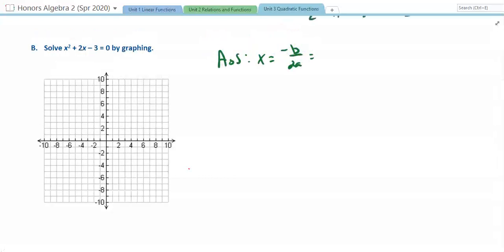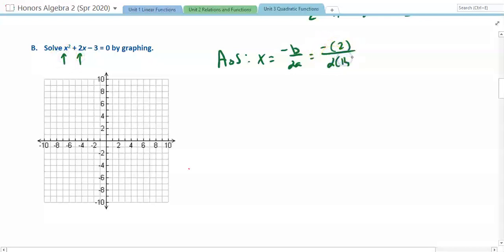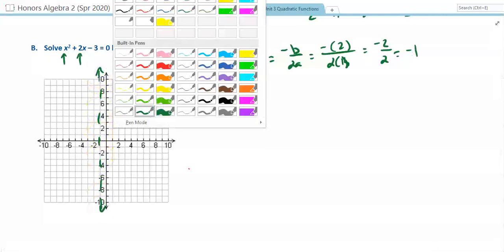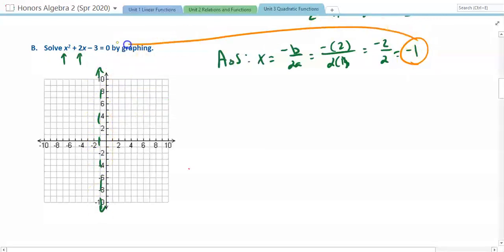And so our b is 2, and our a is 1. So we're going to get the opposite of 2 over 2 times 1. And so it's negative 2 over 2, which is negative 1. And so my axis of symmetry is at negative 1 on this graph. And so remember, we're going to take that x-coordinate and plug it back in to get the y.